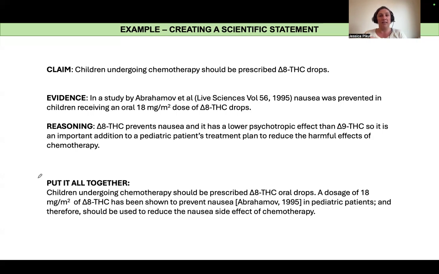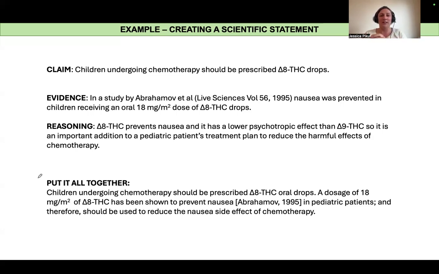And we can also make the statement that if it prevents nausea and delta 8 has lower psychotropic effects than delta 9, it could be an important thing to use in a pediatric patient's treatment, because with fewer psychotropic effects, it'll have less harmful side effects on the child, while also reducing the effects of chemotherapy.